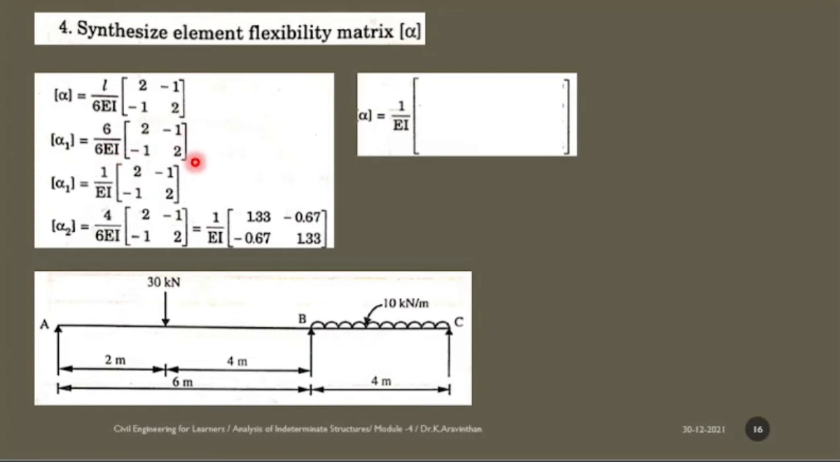The same answer you can substitute, and if you are simplifying you will be getting 6, and 6 will get cancelled. You will be getting 1 by EI [2 -1; -1 2] as your answer.